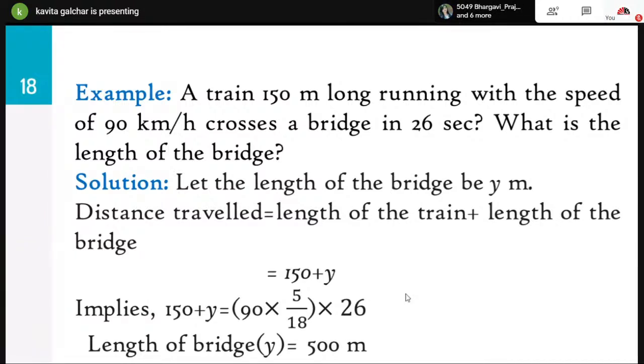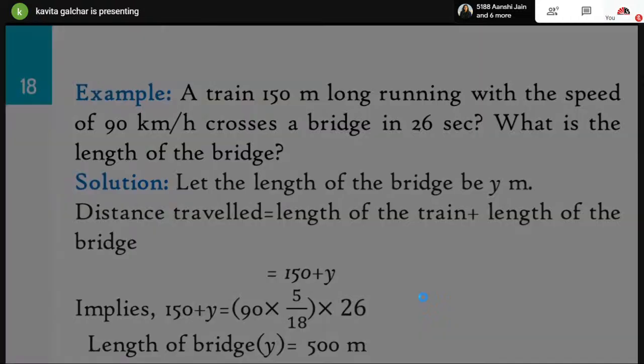So 150 plus y, it means your distance would be speed into time. Here, speed is in 90 kilometer per hour, but your distance is in meter. So you need to convert one of the units into another so that all the units are the same. So I am multiplying 90 with 5 upon 18 so that my speed is in meter per second and my time is in seconds. Therefore, by solving this equation, I am getting the length of the bridge equal to 500 meter. I am using here the concept of relative speed, in which one object, the train, is in motion, and the bridge is stationary.